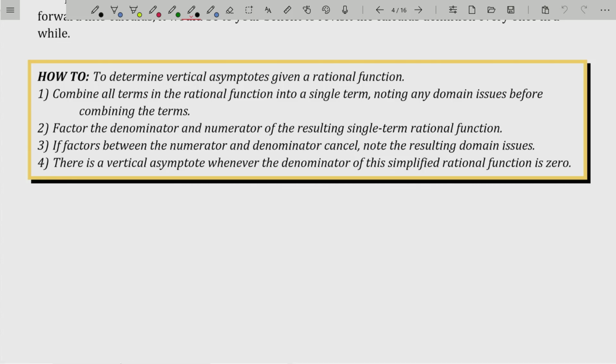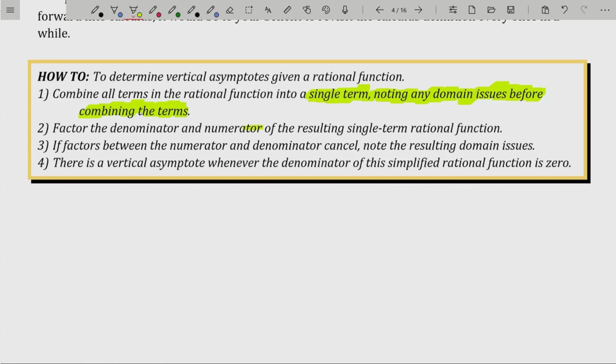But to determine the vertical asymptotes given a rational function, you just get everything into a single term. So combine all your expressions into a single term. And then you note any domain issues before combining the terms. That's a very, very important point to make, because when you combine terms, you might end up getting rid of domain issues, hiding them in the background or sweeping them under the rug. You need to, at least from the get-go, say, ooh, we've got these issues, these 3 x values can't be plugged in. Then glue everything together.